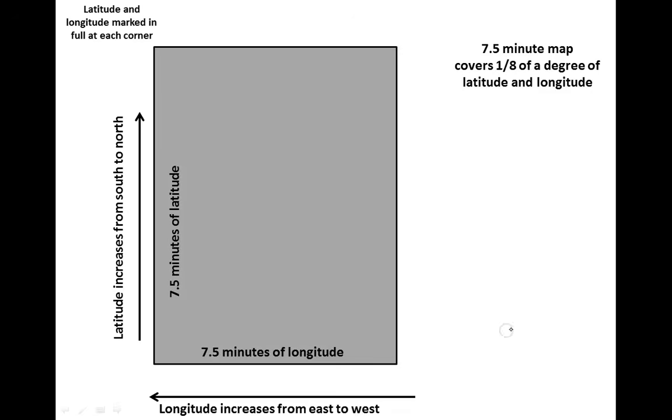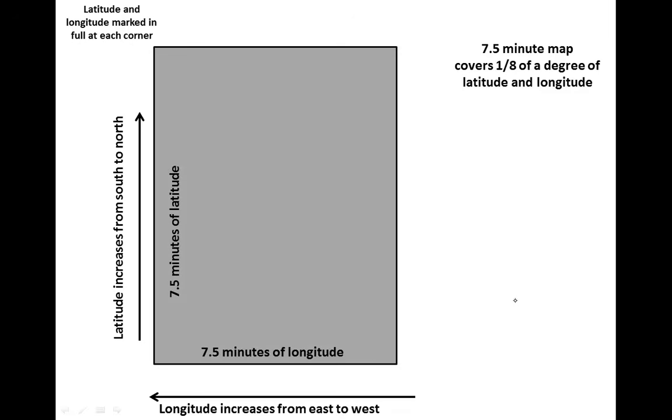We have latitude and longitude marked in full at each corner. By full, I mean it's going to be written in degrees, minutes, seconds, indicating either north or south latitude and either east or west longitude. Remember, in the U.S. we're going to be in north latitude and west longitude.